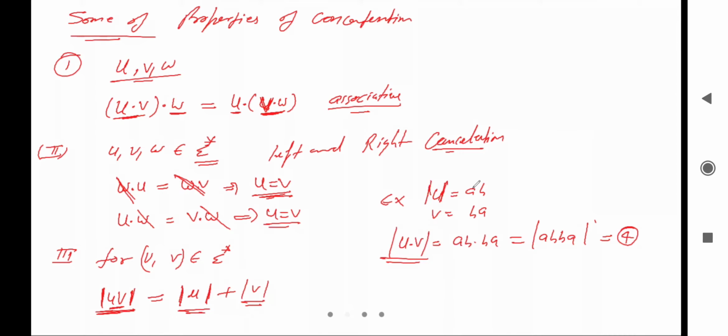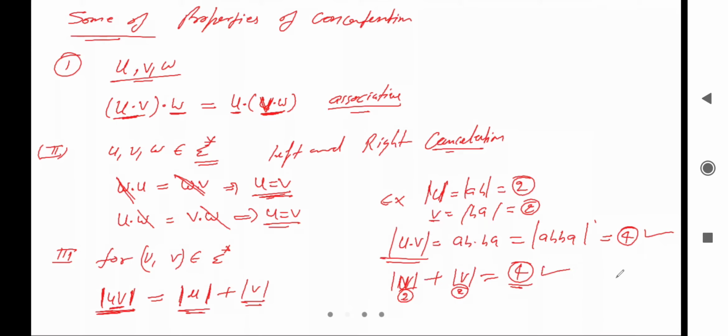The length of u is 2, and the length of v is again 2. Finally, the length of u plus the length of v is 2 plus 2, which is equal to 4. So the length of this is 4. So left hand side and right hand side are both equal. Finally, we can say that concatenation holds this property also.